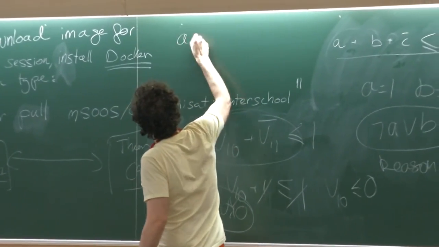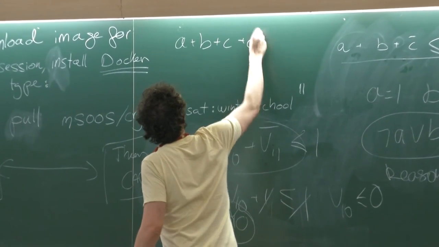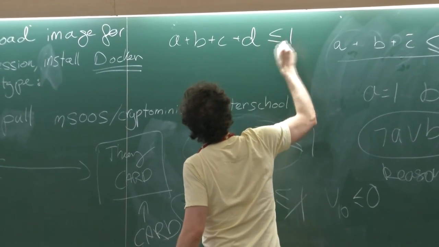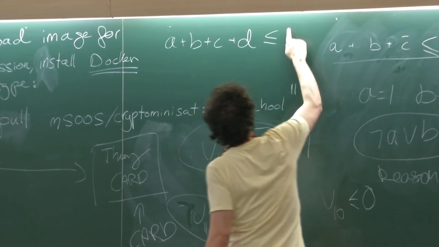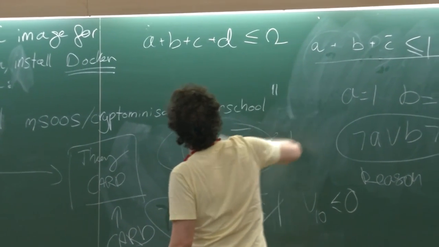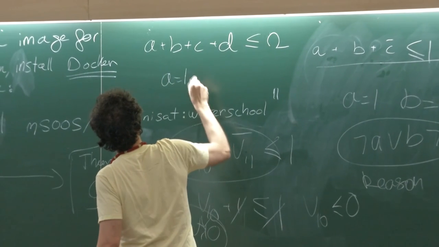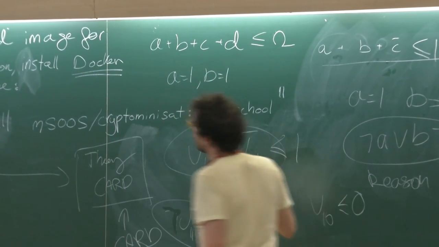Let's say that it's something like A plus B plus C plus D is smaller than or equal to 1, okay? Actually, we can do something like smaller than or equal to 2, okay? And we say A is equal to 1 and B is equal to 1. Well, what does this tell me?